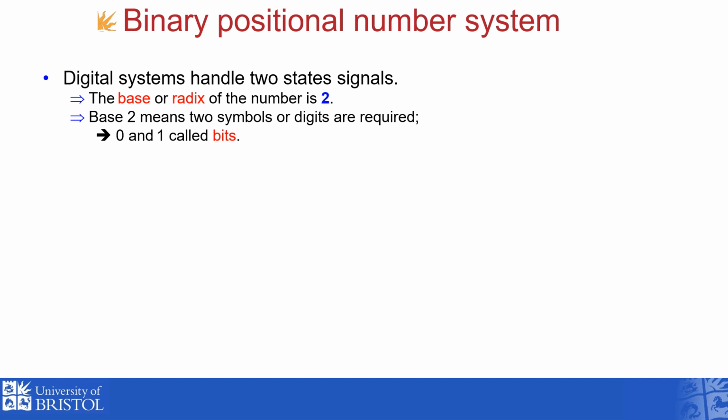Now, digital systems handle two states, as we have seen previously. Therefore, the radix of the numbering system that we use is 2. Base 2 means that we only have available two symbols to use, zeros and ones. Those binary digits are otherwise called bits.